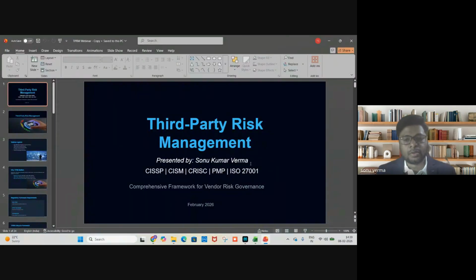So we are going to go for third-party risk management. This is a comprehensive framework for vendor risk governance, and we need to understand why this is important and what exactly third-party risk is. I will be conducting some practical sessions other than this PPT presentation. And of course, feel free to ask questions. In case of any doubt, please do not hesitate to ask.